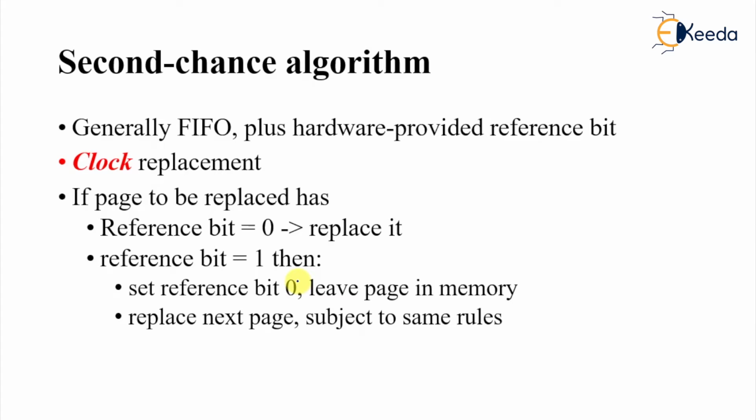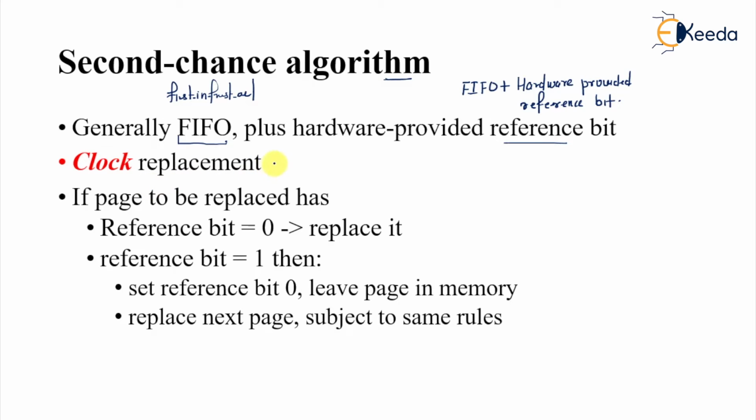This is the second approximation algorithm, the second chance algorithm. The second chance algorithm is FIFO, that means first in, first out, plus a hardware-provided reference bit. It is a combination of first in first out plus the hardware-provided reference bit. Now, clock replacement.